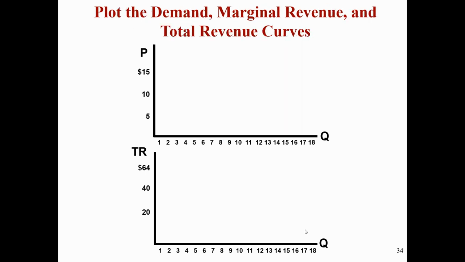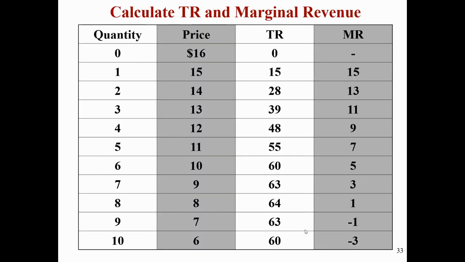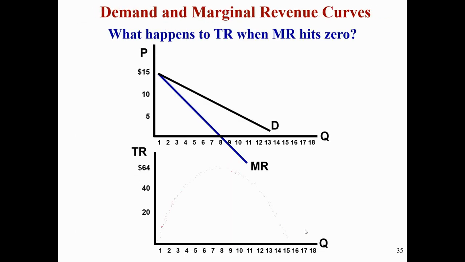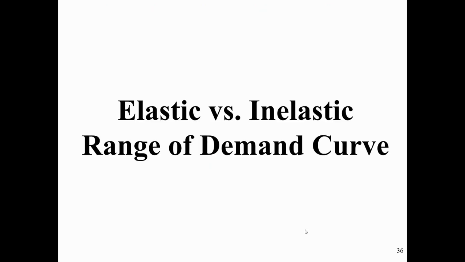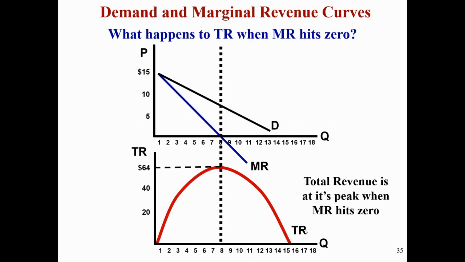Okay, look at this. Let's come back to the table. My total revenue is increasing: 0, 15, 28, 39, 48, 55, 60, 63, 64. Then it turns down: 63, 60. So returning to the graph, when my marginal revenue hits zero, it is actually when my total revenue hits its peak. So total revenue is at its peak when marginal revenue hits zero. Okay, does it totally make sense?